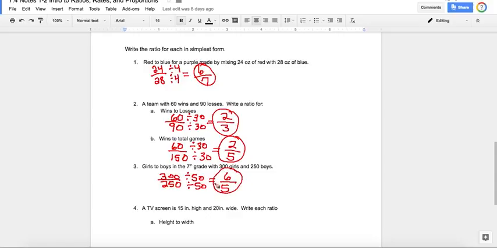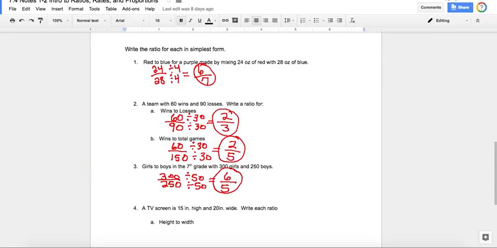And some people are thinking, but that's an improper fraction. It is. But in terms of a ratio, we're going to leave it because a ratio is a comparison of two numbers, and we don't want to mix numbers. So we're going to leave it as 6:5 ratio.